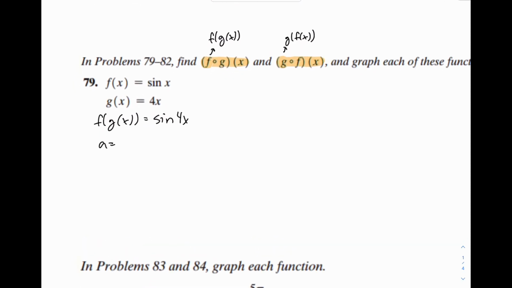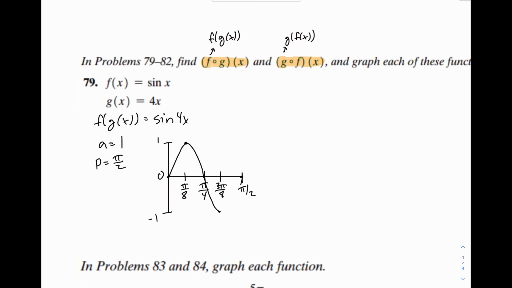I can see my amplitude is 1. My period is pi over 2. And let's just graph it like we always graph things. Here's our sideways T. Our amplitude is 1. The period is pi over 2. So we'll just continue labeling here. And we graph our sine wave. It's a really simple application of an old concept. And recall that the concept is composite functions.